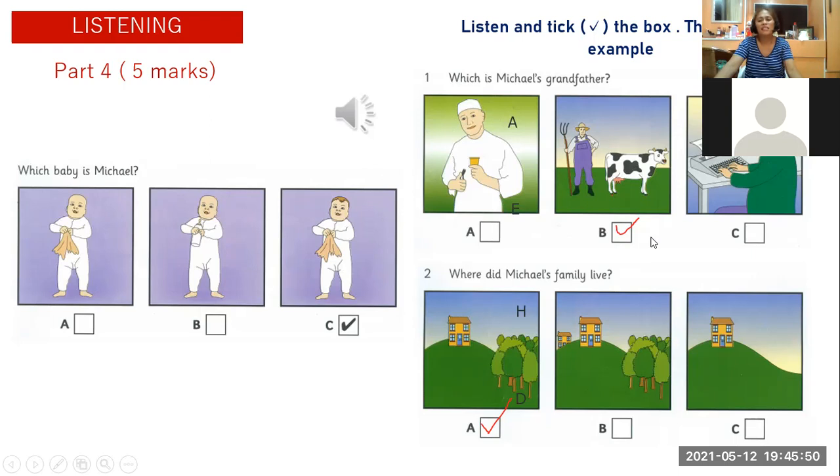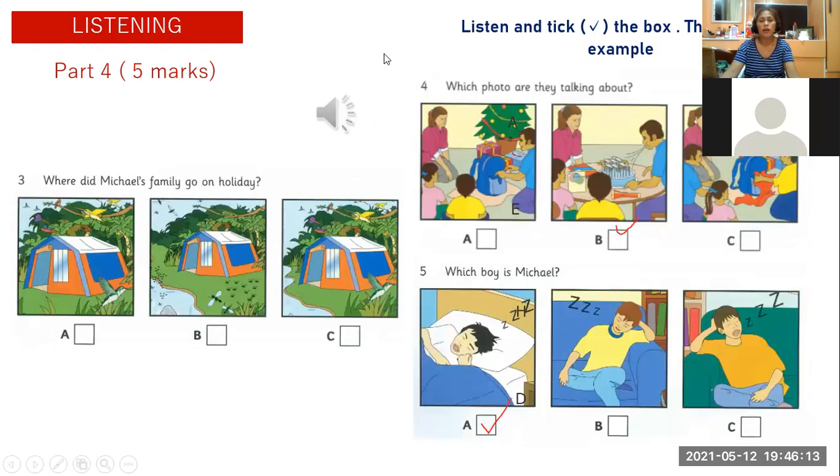Okay, that's letter B. Okay, how about where did Michael's family live? It's letter A. It's on the hills. And no one is living there, and there are lots of trees. Okay, go here, 3, 4, and 5.